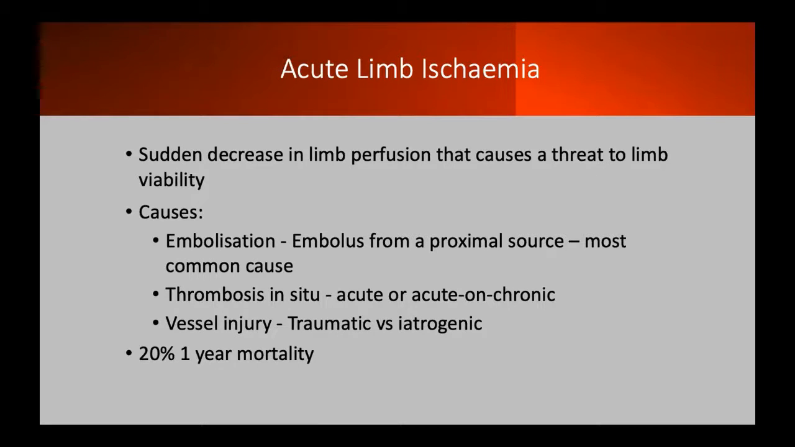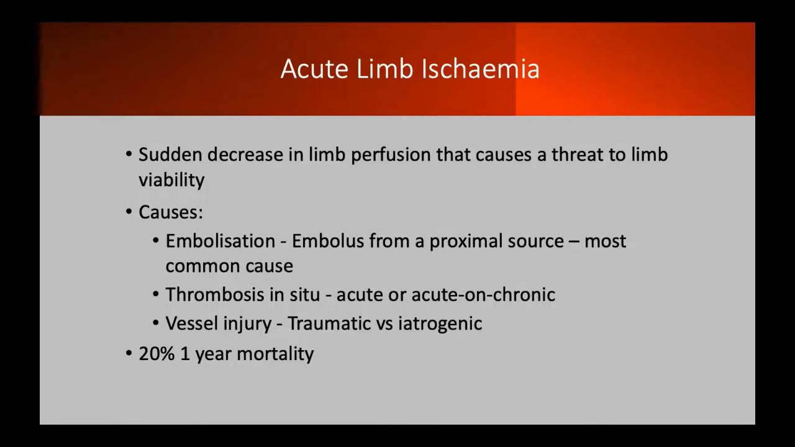So moving on to acute limb ischemia. It's defined as the sudden decrease in limb perfusion that causes a threat to the limb viability. So causes of acute limb ischemia can be broken down into three main groups. The most common cause is embolization, where the thrombus from a proximal source dislodges and travels distally to occlude the artery.